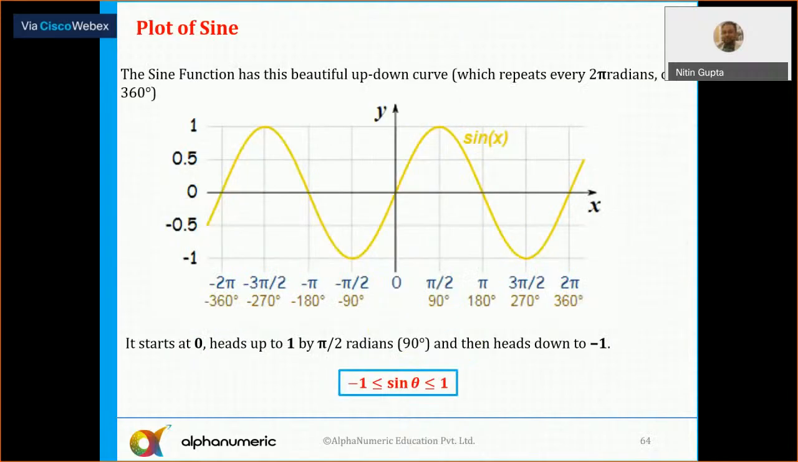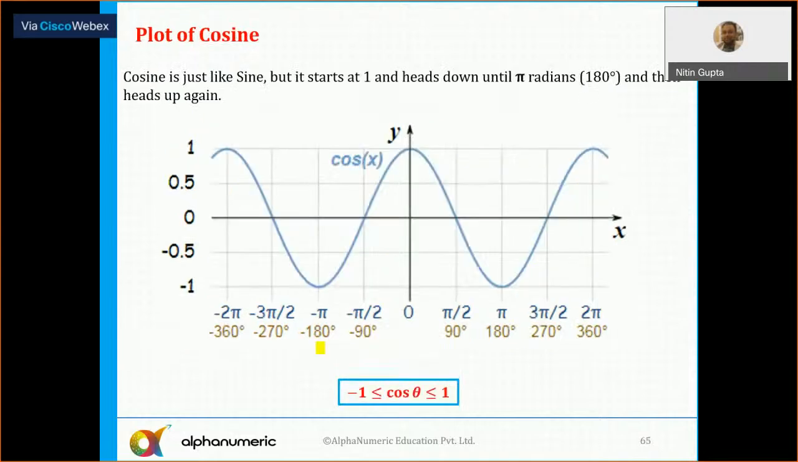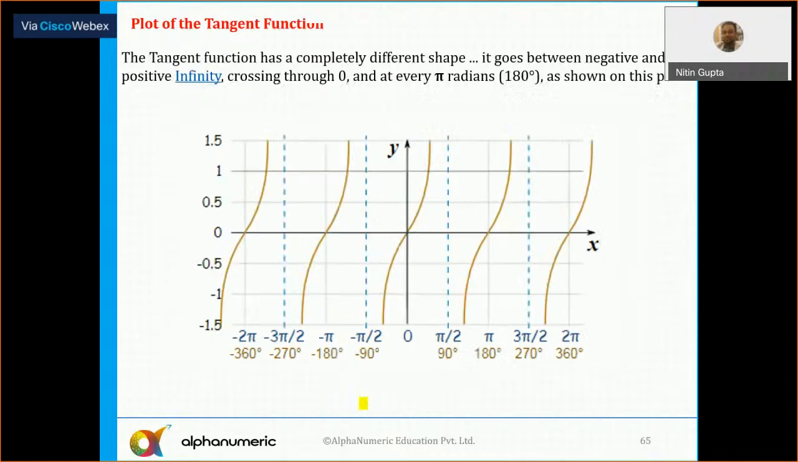Graph of sine: the value of sine theta ranges from -1 to +1. Last year there was one question based on the cosine function, wherein you needed to find out the range. Cos theta also lies in the range -1 to +1. And tan theta will always lie in the range -infinity to +infinity, right? In all the ranges.